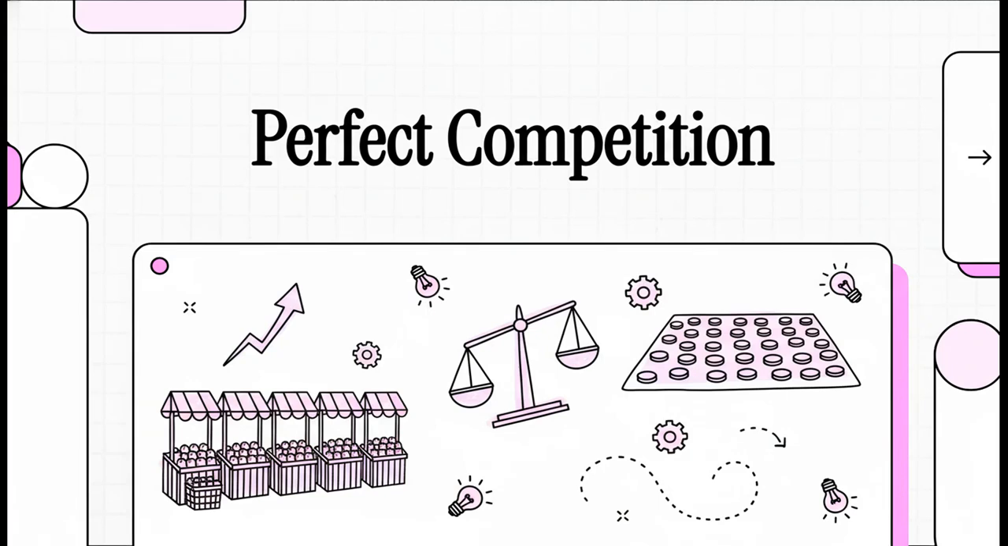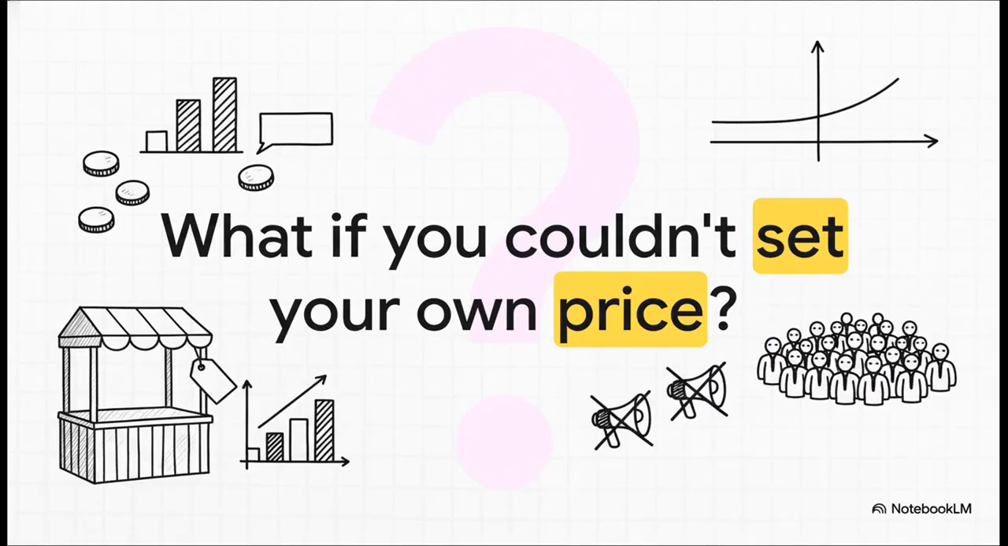Today, we're going to dig into one of the biggest, most fundamental ideas in all of economics, perfect competition. I want you to imagine something for a second. Imagine you run a business, but you have absolutely zero, and I mean zero, say in the price you get to charge for your product. Sounds kind of crazy, right? Well, that is the core idea behind a market that economists call perfect competition. And to really get it, we need to understand the rules of this seemingly impossible world.